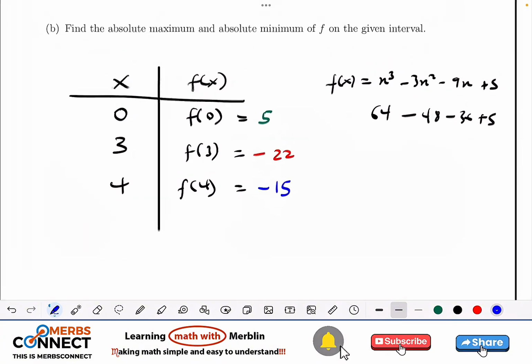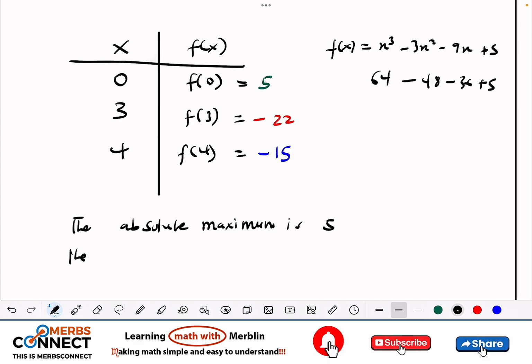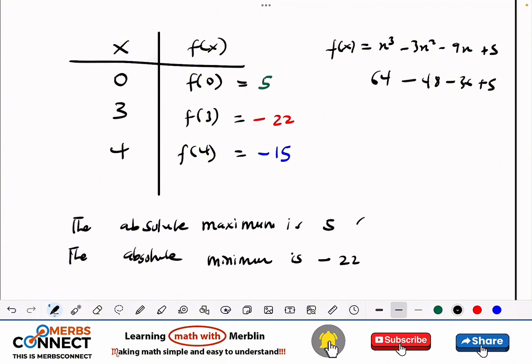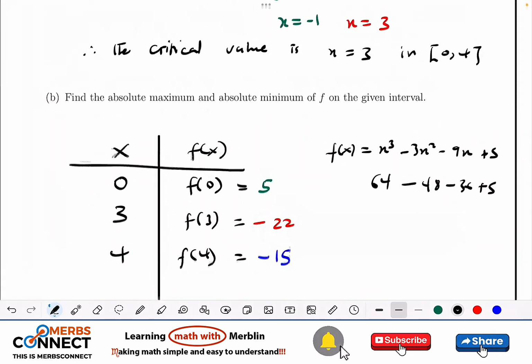So now we can conclude the absolute maximum and minimum. So the absolute maximum is 5, and the absolute minimum is minus 22. So this one at s is equal to 0, and this is at s is equal to 3. Wow. So this is kind of very simple.